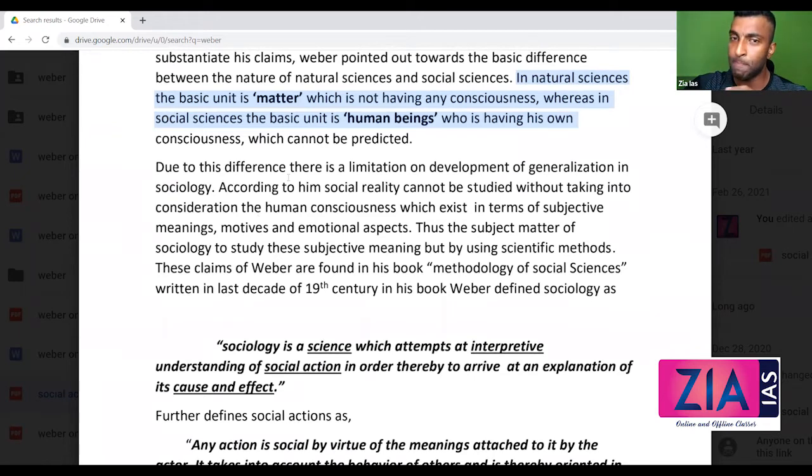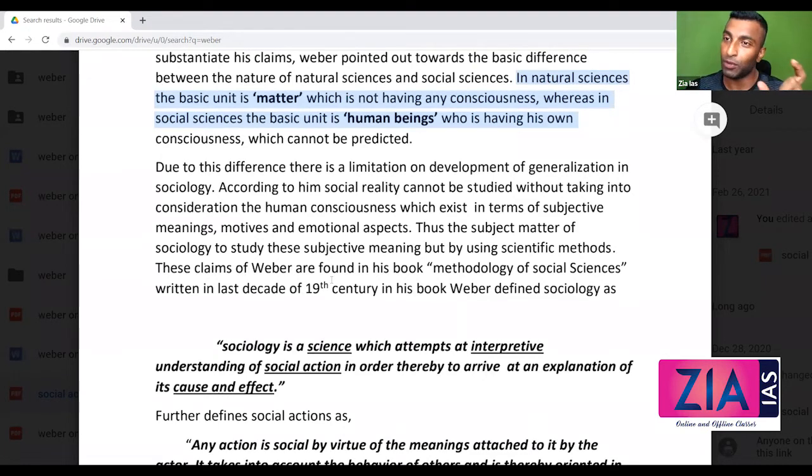According to him, social reality cannot be studied without taking into consideration human consciousness, which exists in terms of subjective meanings, motives, and emotional aspects. That means the internal aspect, or the micro. Thus, the subject matter of sociology is to study these subjective meanings, but by using scientific methods. So study subjective meanings, that is why non-positivist, but by using scientific methods.